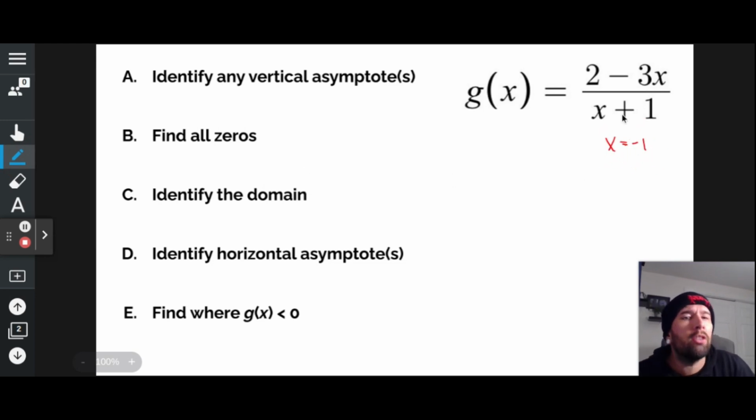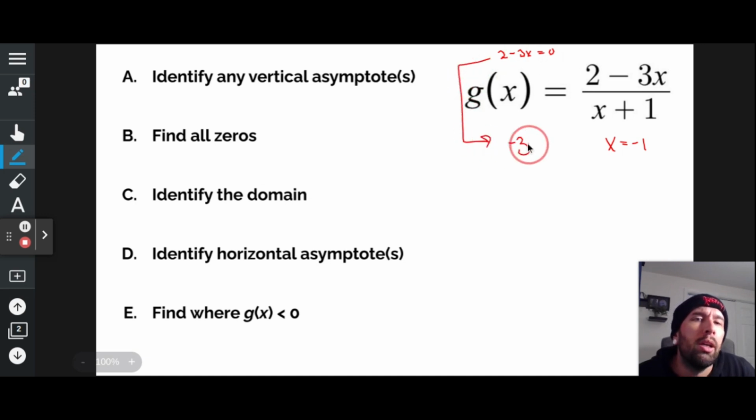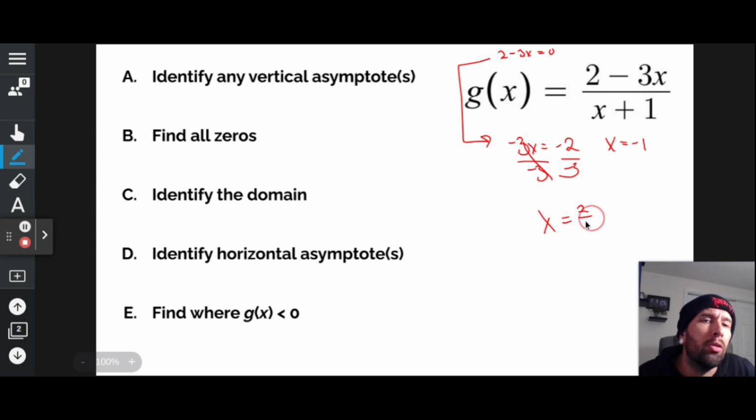Now, before we do too much, let's find out what x would make the top 0, because that's going to get me part B. And I have to look out for holes, because holes determine whether or not I have vertical asymptotes. So if I have 2 minus 3x, set the top equal to 0, subtract 2, that gets me negative 3x equals negative 2, divide by negative 3, x equals 2/3. So down here, x equals negative 1, and up here, x equals 2/3 makes that 0.